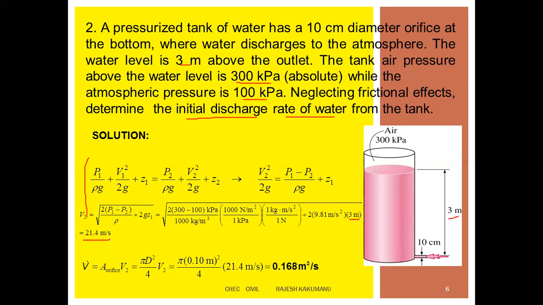Now after substituting the values, you are getting velocity V2 is equal to 21.4 meter per second. Therefore, V is equal to, what is V? Area of the orifice into V2. That is, area is equal to pi d square by 4 into V2. Pi into what is d square here? 0.1, 10 centimeters, so 0.1 meter square by 4 into the value 21.4. The answer is 0.168 meter cube per second. So like this you have to do the problem, right?